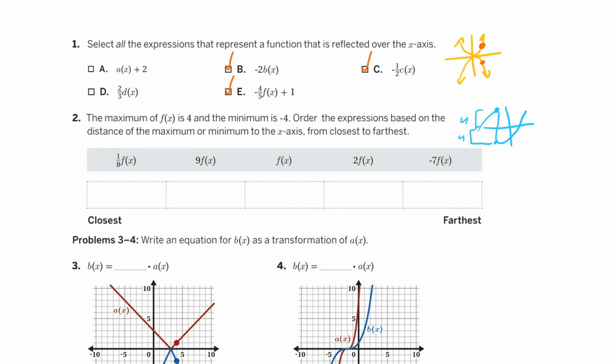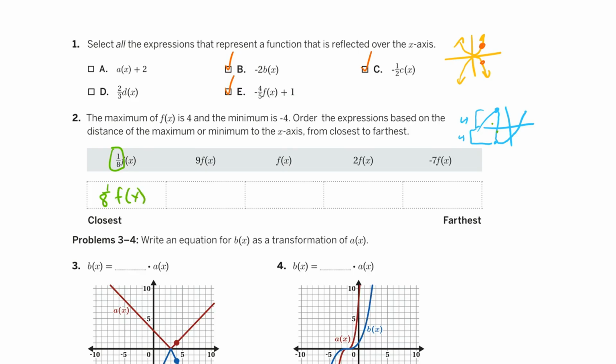In this case, I'm going to look for which one is multiplying by a number less than 1, which would be 1/8. I guess technically -7 is less than 1, but we'll talk about what that means in just a second. With 1/8, that is compressing it vertically, meaning all these y values are now being multiplied by 1/8. So it's getting much closer to the x-axis. This would be the first, or the closest to the x-axis. I'll rewrite this here: 1/8 f of x, that's our one that's closest.